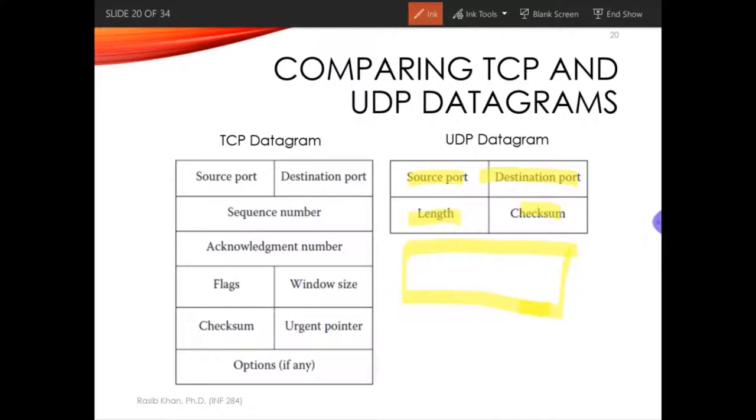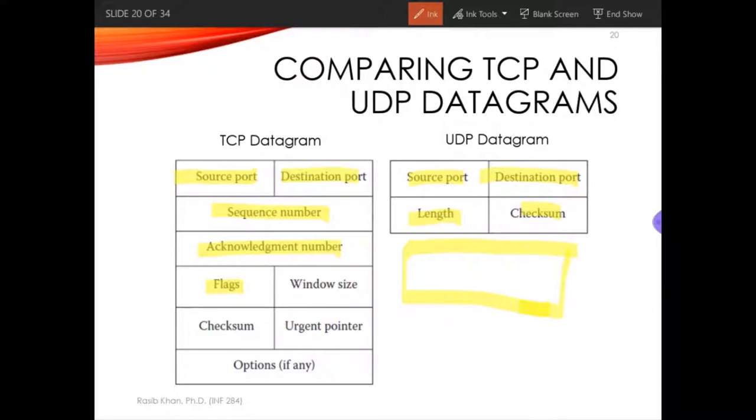And in the TCP datagram, we have the source and destination ports. This is required by the transport layer. Then we have something that we call a sequence number, which refers to the number of that specific segment which is being transferred. Also, we have an acknowledgement number, which implies the specific segment which has been received by the destination.